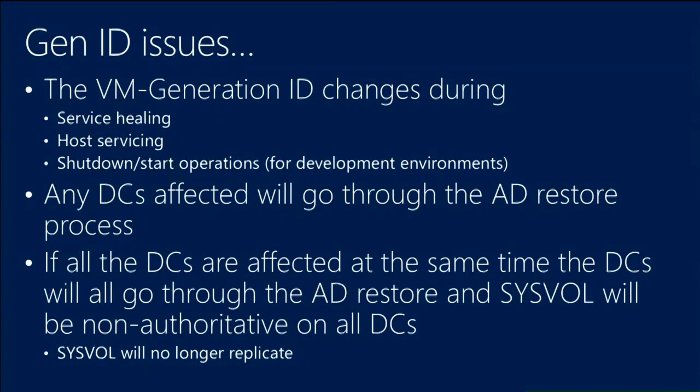So when does this VM generation ID change? It changes during service healing. What's service healing? Okay, so you have a rack of machines in the Microsoft data center, and the rack falls over for some reason, or your VM dies, the actual server it's running on. No problem. Microsoft will do service healing for you. It will basically fire up another VM, attach your VHDs, and off you go. You don't know it's happened, except, of course, your DC's up, but it's noticed the VM generation ID's changed. So it goes into this little Active Directory restore mode. I'll come back in a little bit more detail in a second.